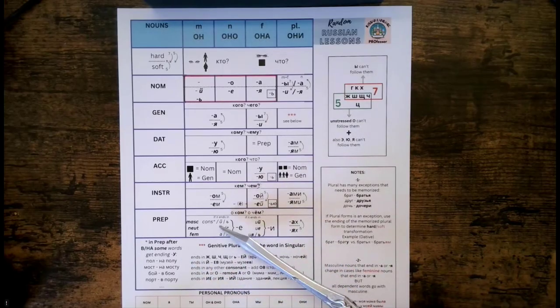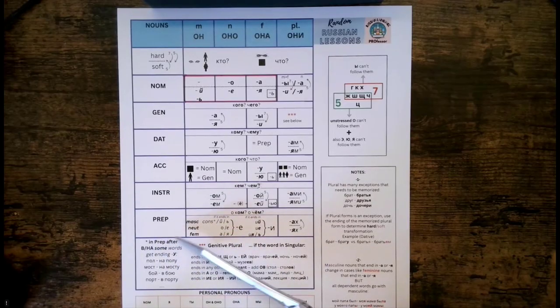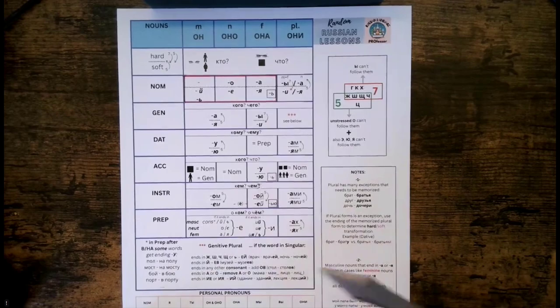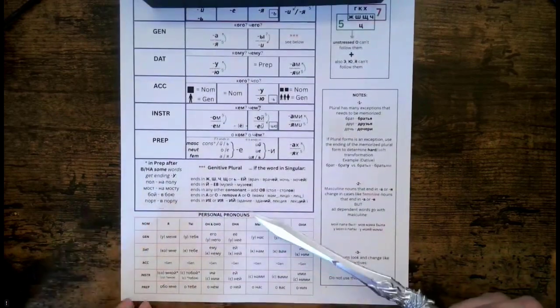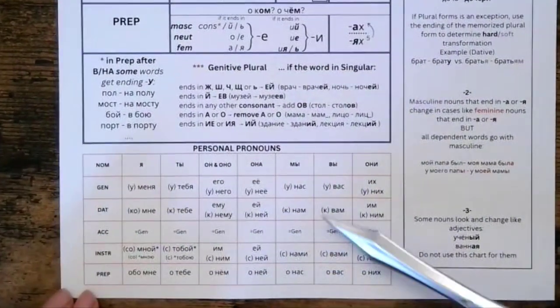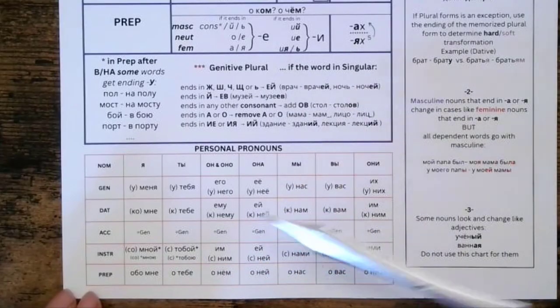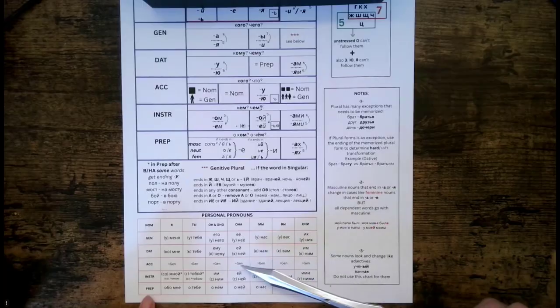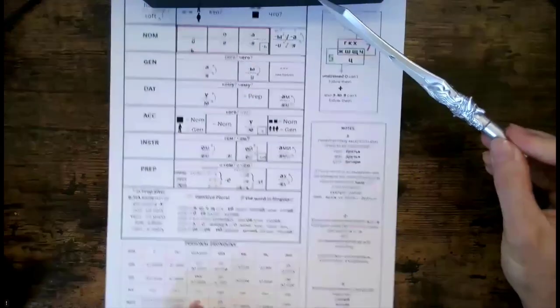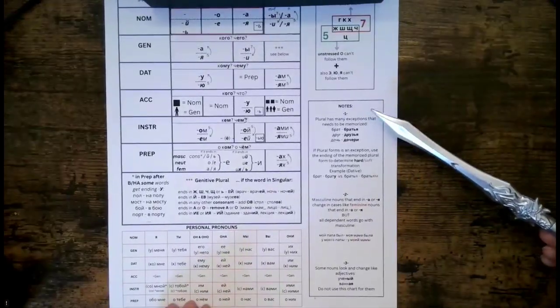Then we also have another asterisk right here, and it goes right here. And prepositional after the na, some words change the ending. Then at the bottom of the page, we have the chart with personal pronouns in different cases. I'm not going to go over it in this video, but we'll work with some of it when we start translating the sentences. And here I have some notes.